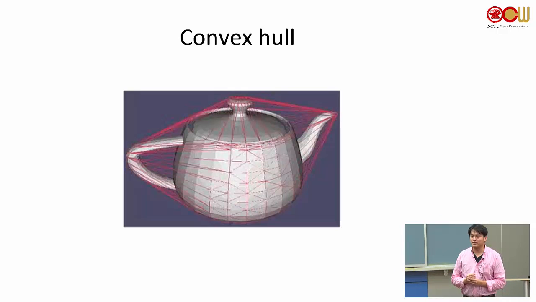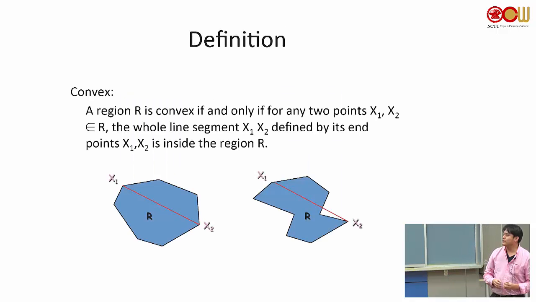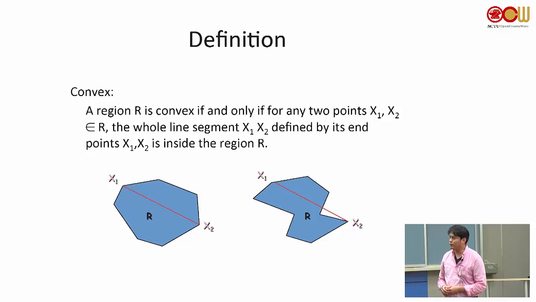What properties does a convex hull have? There is a convex hull, but is there a concave one? Possibly. Okay, let's take a look together. This is the first definition. A region R is convex if and only if for any two points x1, x2 in R, the whole line segment x1, x2 defined by its endpoints x1, x2 is inside the region R.